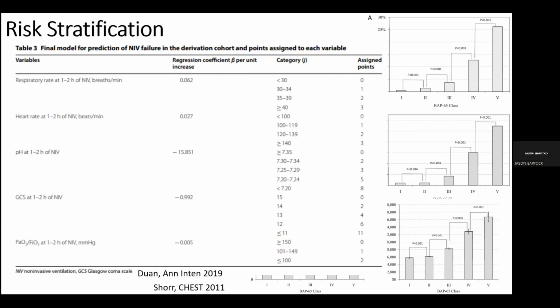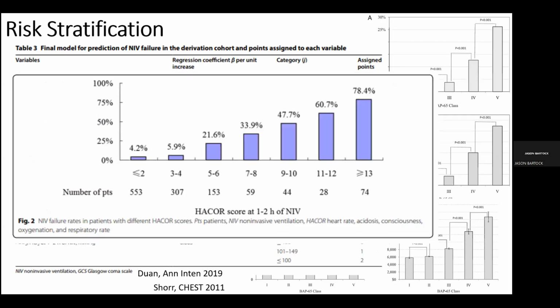Right? There's a number of other risk stratification scoring indices. This is another one. It takes into similar account the HACOR score for the utilization of non-invasive ventilation, and the higher you scored on this, the more likely it was that you were going to require escalation to invasive mechanical ventilation. So what I'm getting at here is, look beyond, and it's hard for us sometimes to look beyond just the problem at hand.